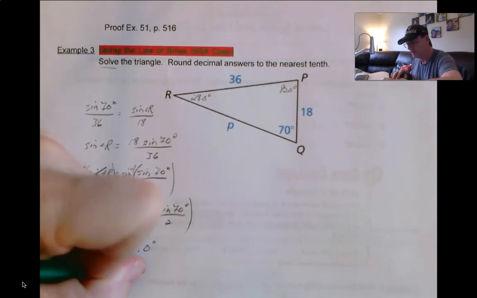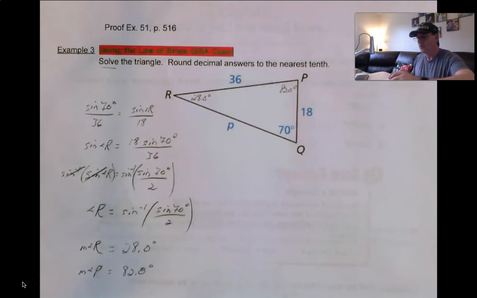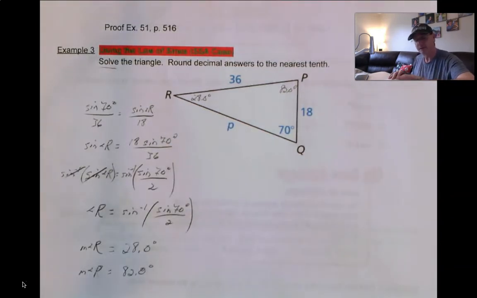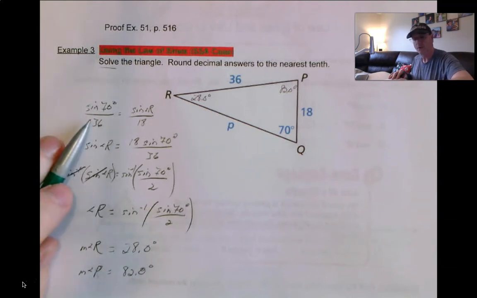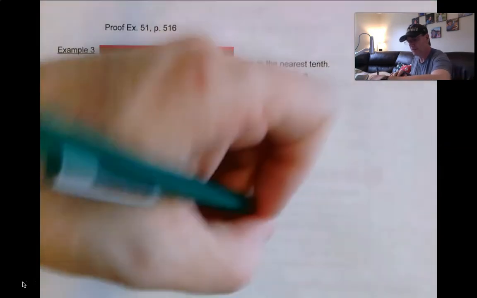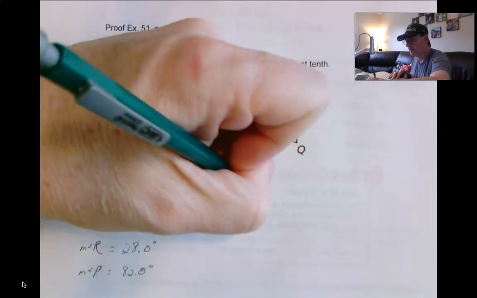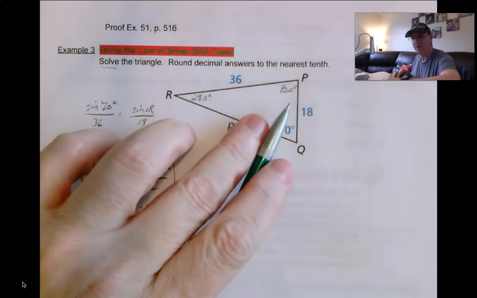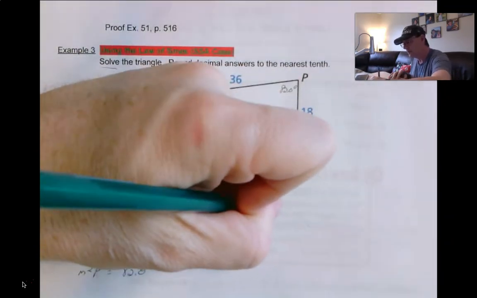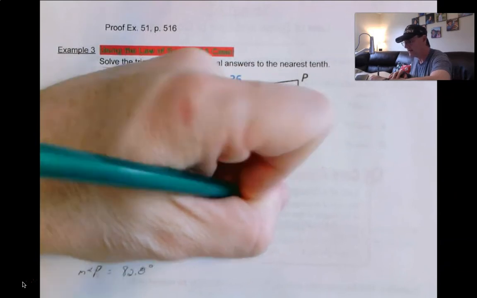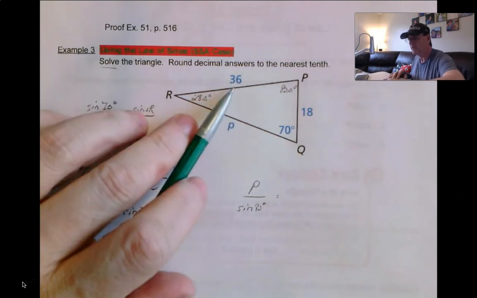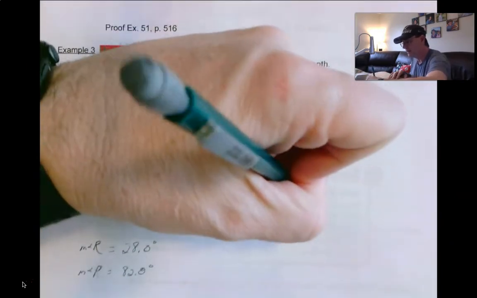So the measure of angle P equals 82.0 degrees. We still have to find little p, but we know angle P now, so we can set up a ratio again. We're going to go back and use sine of 70 and the 36. So little p over sine of angle P, which is 82.0. I'm just going to write 82, equals 36 over sine of 70.